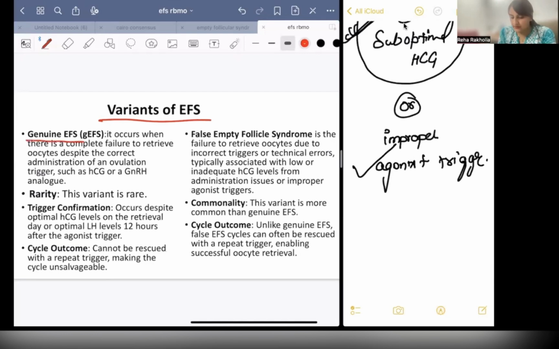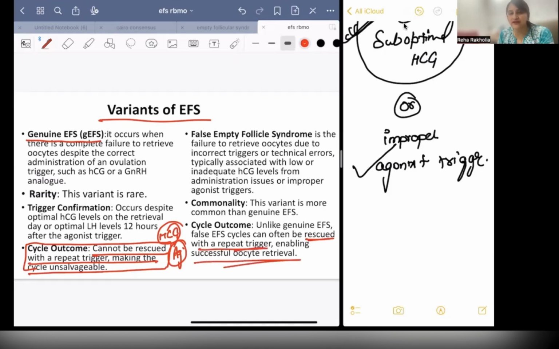Genuine empty follicular syndrome cannot be rescued with a repeat trigger, making the cycle unsalvageable, because HCG is working. Still, there is HCG or the agonist trigger is working, and we are still unable to retrieve the oocyte. That means even after giving a rescue dose, we won't be able to retrieve the oocyte. And second is false. Unlike genuine EFS, false can be rescued with a repeat trigger, enabling successful oocyte retrieval.